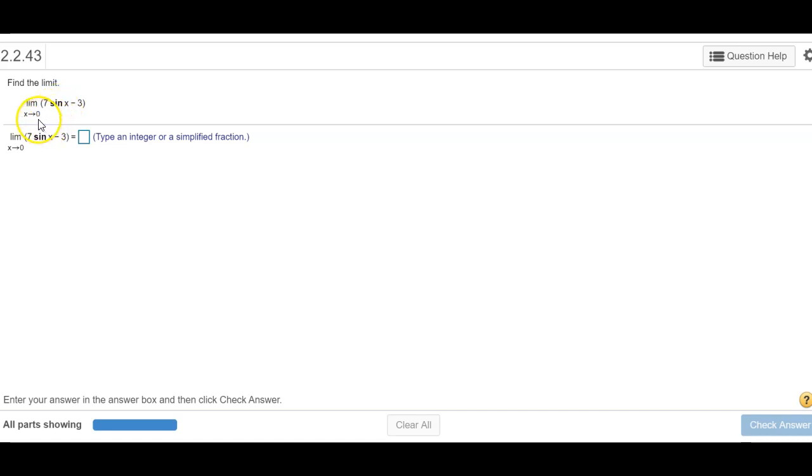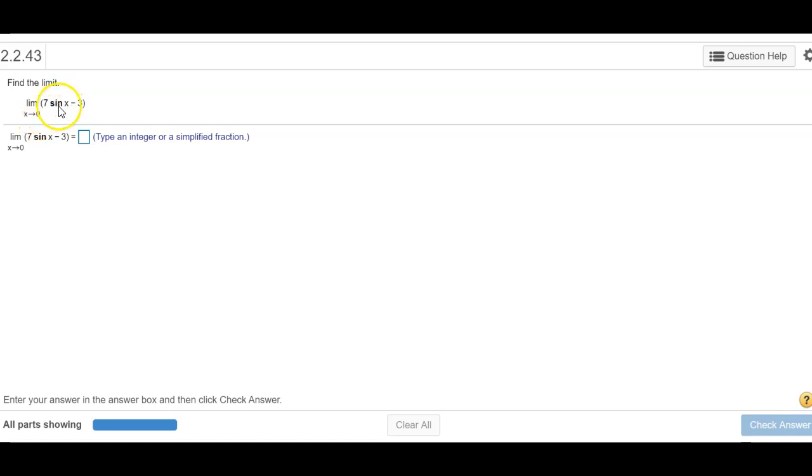And so what happens here is, when I plug in 0, that's what you always want to try first. Can I just plug the number we're approaching into the function? And this is a continuous function everywhere. There are no discontinuities, no holes, no asymptotes. There's nothing you have to worry about. The sine function takes in all real numbers. So this is going to be a determinate form, meaning we're going to be able to find the limit just by plugging in here.